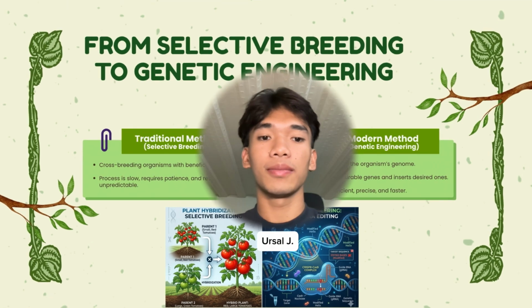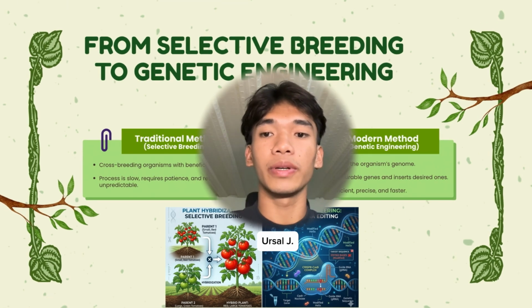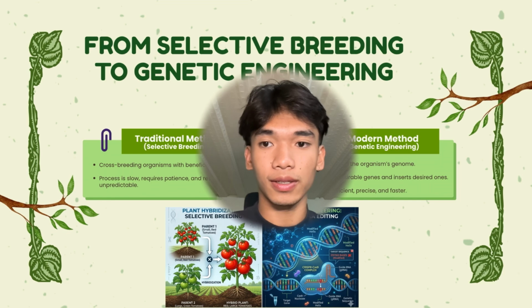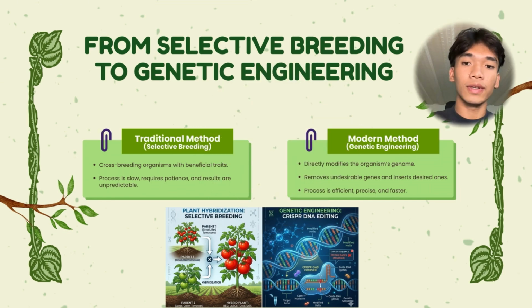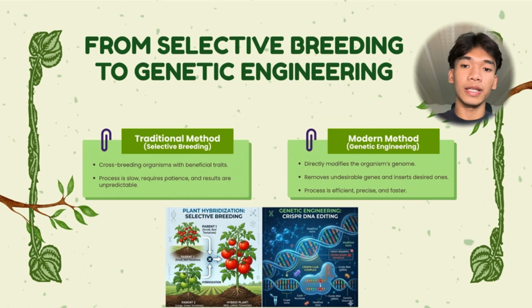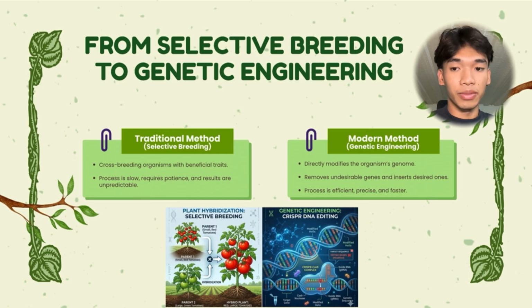Hello everyone, I am Jarek Orsal. So today we'll briefly look at genetic modification. For thousands of years, we've used selective breeding to get desirable traits in plants, like breeding a sweet but small fruit with a large but blunt one. As you can see in the first slide, this process takes patience and luck because the results are unpredictable.